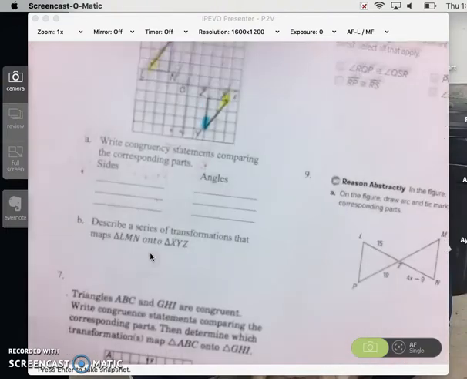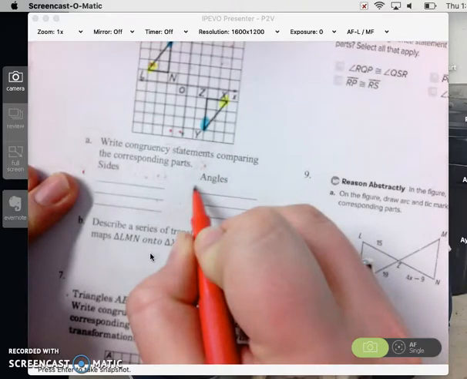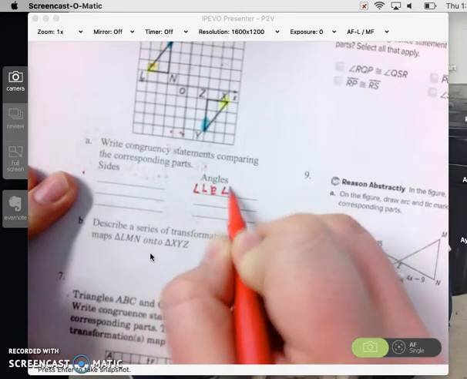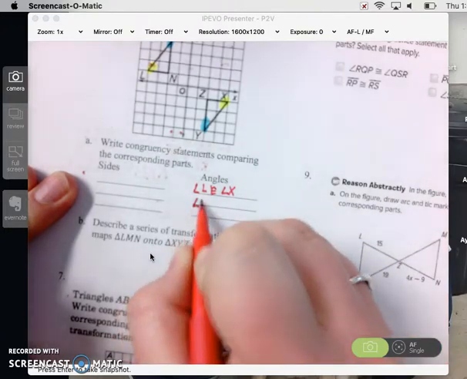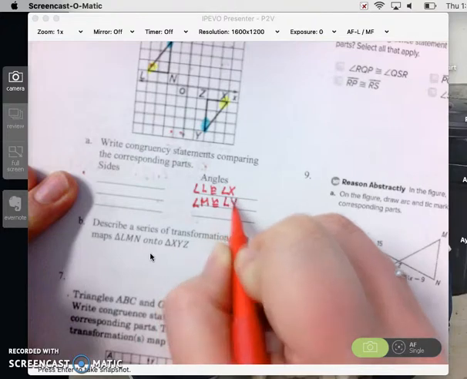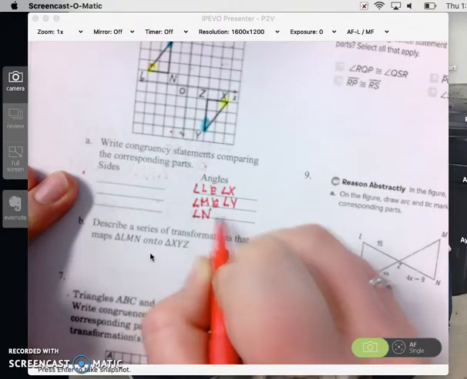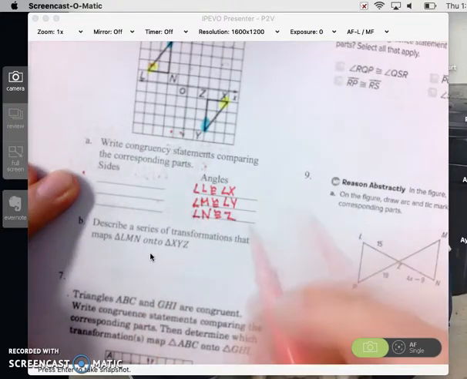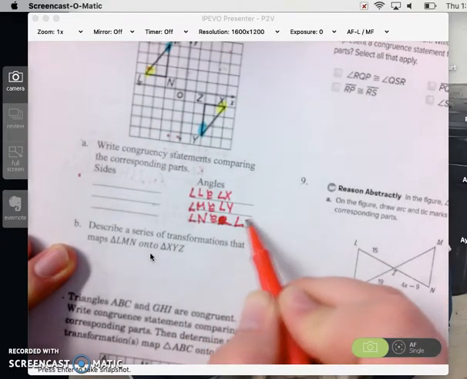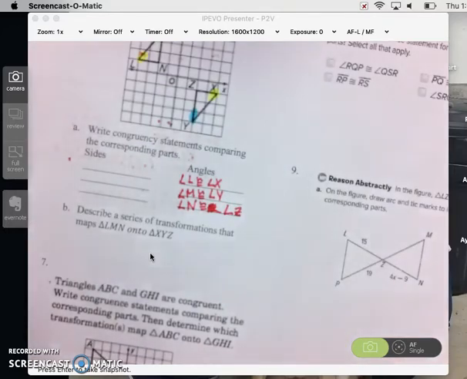And I'm going to be wanting to write all these down. So when I find them, I would write, angle L is congruent to angle X. Angle M is congruent to angle Y. And then N and Z. Oh, that looks like angle Z. And my last color, green.